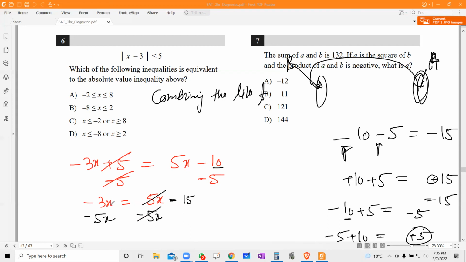How much would be -3x and -5x? How much is -3 minus 5? -3 minus 5, same sign. You'll be -8x, correct. -8x, and then there's x equals -15.